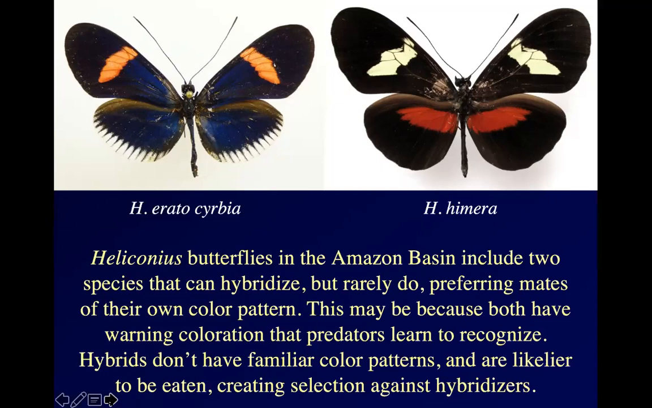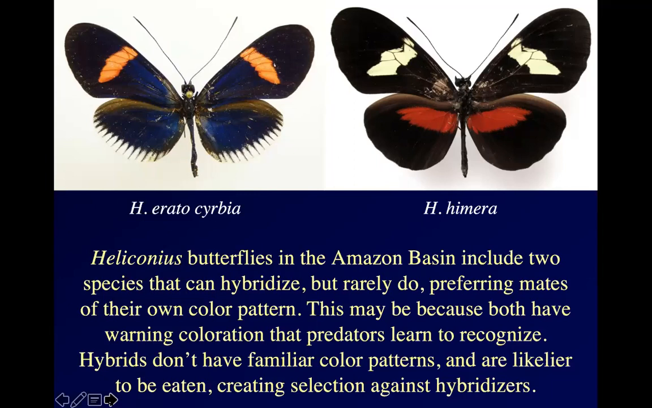The suggestion is that this may be because these have warning coloration, and predators very rapidly learn to recognize warning coloration patterns. The problem is hybrids don't have the patterns that predators recognize, which may make them likelier to be eaten. You've got a case of, I wish we had more time for this.